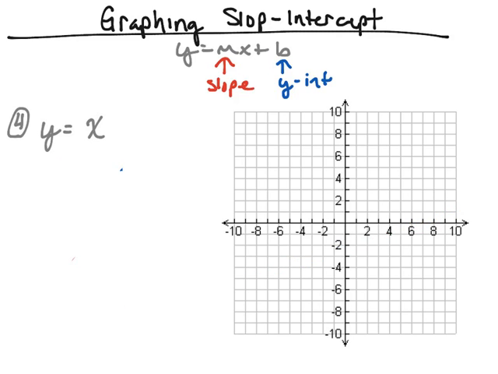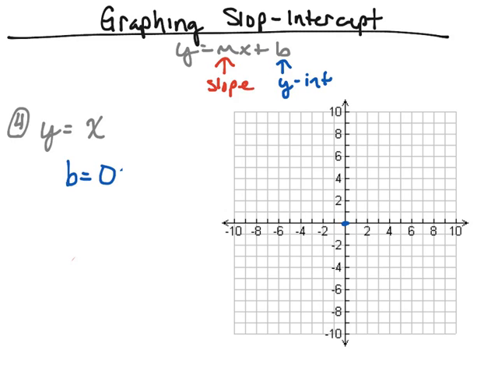Okay, the next example we have is y equals x. In order to graph this, the first thing I need, just like all the others, is the y-intercept. Now notice there is no value after the x, therefore the y-intercept for this equation is 0. So we'll be starting right here at 0.